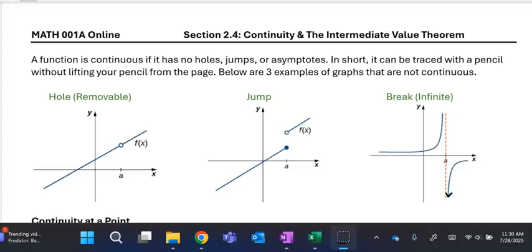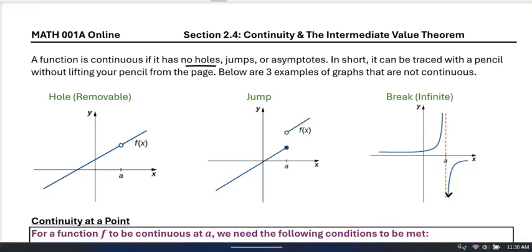Welcome to the lesson on continuity and the intermediate value theorem. This is section 2.4 in your text. So a definition here: a function is considered to be continuous if it has no holes, jumps, or asymptotes. Another way to say this is you can draw the function without picking up your pencil.